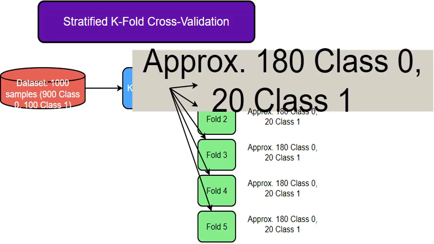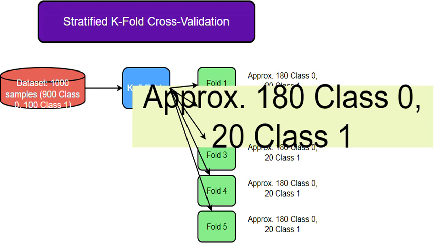In each of my 5 folds, I expect about 180 samples from class 0 and 20 samples from class 1. This maintains the original 90-10 ratio from the overall dataset. That's the beauty of StratifiedKFold. It keeps things balanced. Each fold will preserve the original 90-10 ratio.